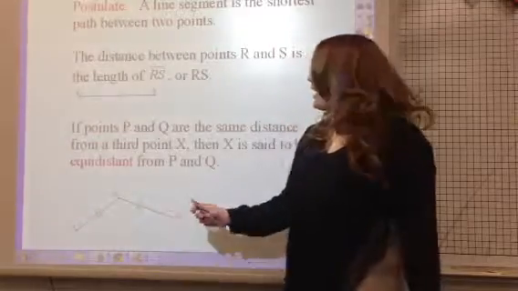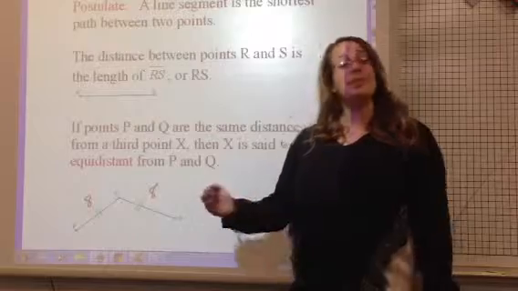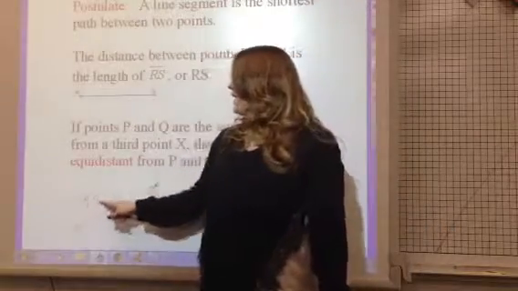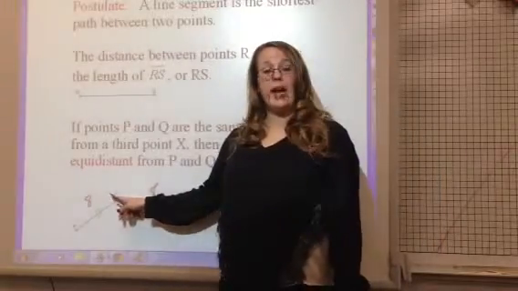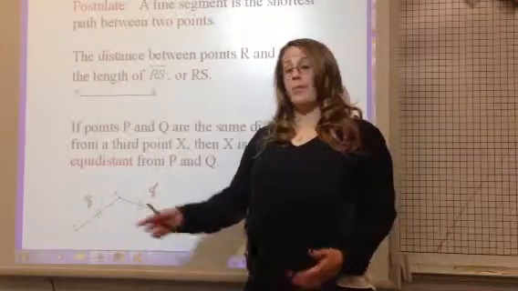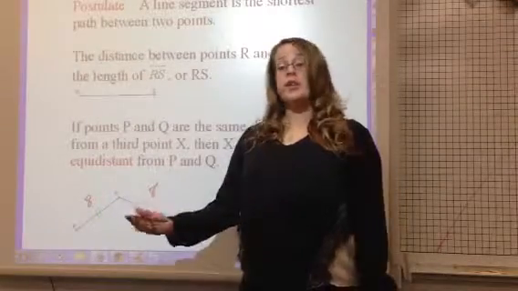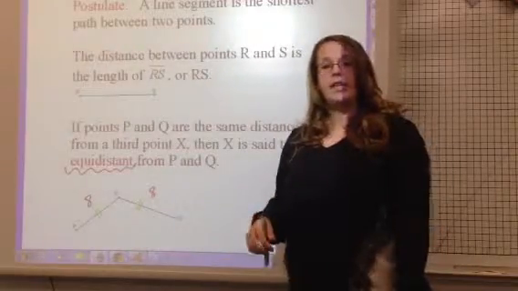Let's just put numbers with it. If I say that this is 8 and this is 8, what I'm saying is that P is 8 units away from X and Q is 8 units away from X. Whenever you have 2 points that are both the same distance away from, in this case, X, those points are called equidistant.